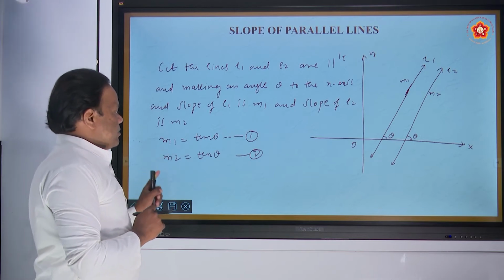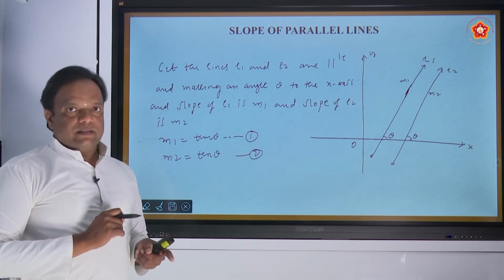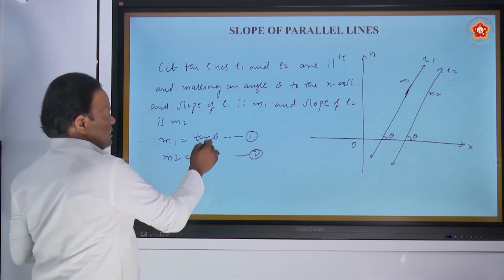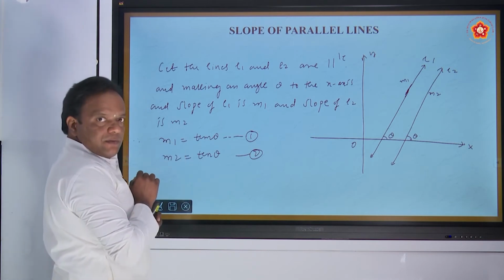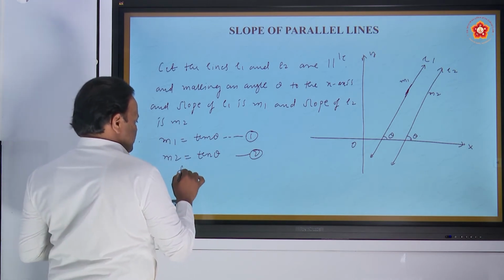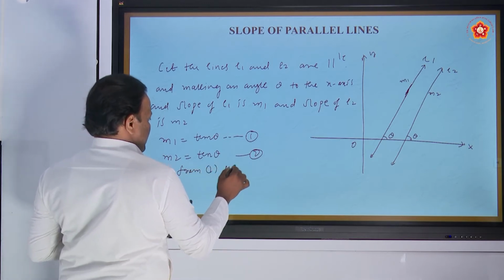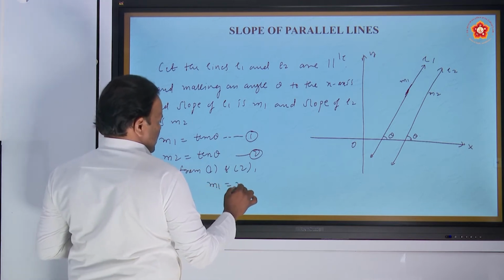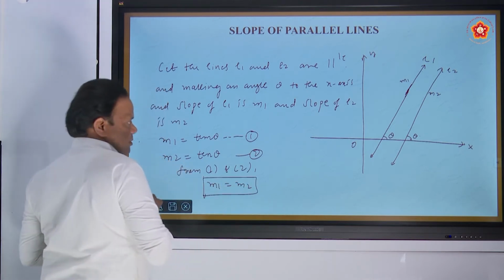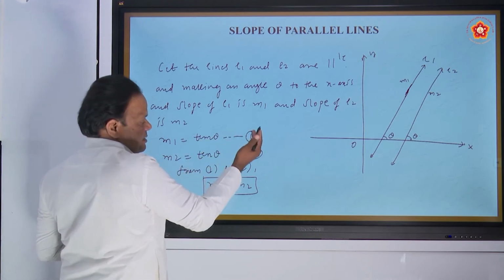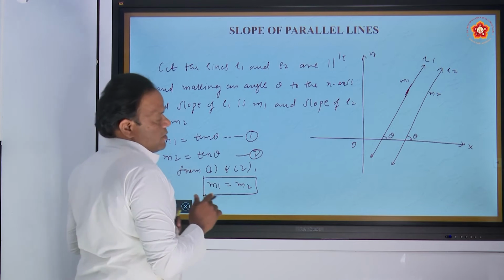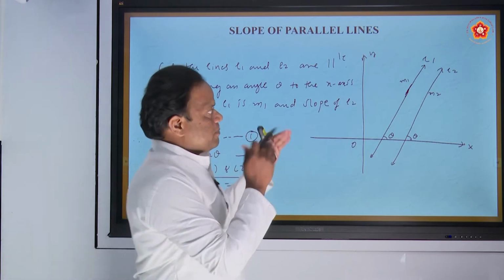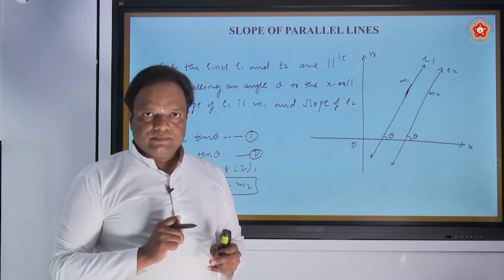Observe here. M1 is equal to tan theta. M2 is equal to tan theta. We know the property: if the RHS is equal, the LHS is also equal. Here tan theta is equal. Therefore, clearly M1 equals M2. Correct? So from 1 and 2, we can write M1 is equal to M2. So what is your conclusion here? Remember, if two lines are parallel, the slopes are equal.